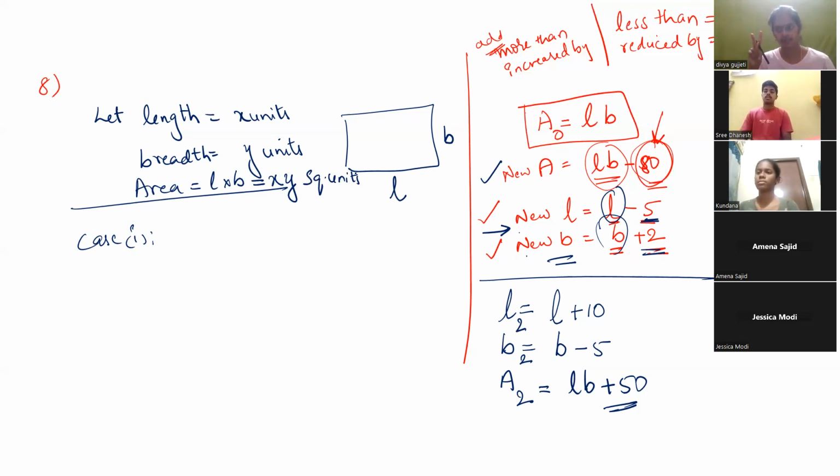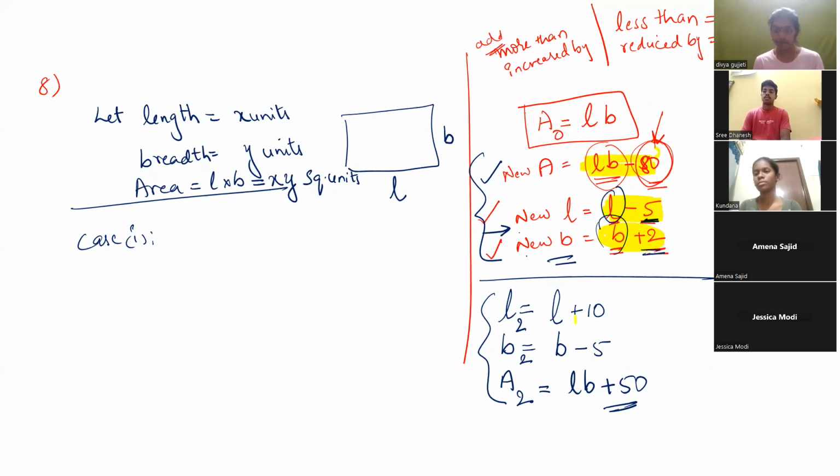Now they gave you 2 cases. Case number 1 is this, case number 2 is this. In case number 1, the length is decreased by 5, meaning the new length is original length minus 5, and breadth is increased by 2, meaning original breadth plus 2. Then the area is reduced by 80, meaning original area, length into breadth, minus 80. Clear? This is case 1.